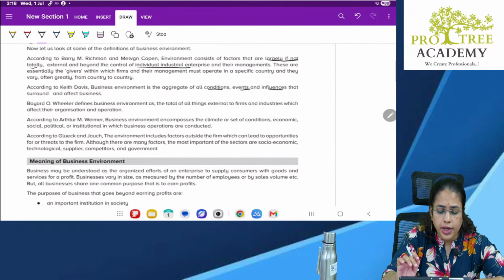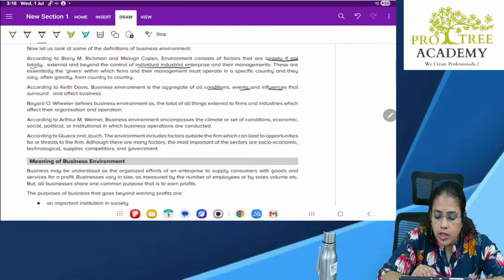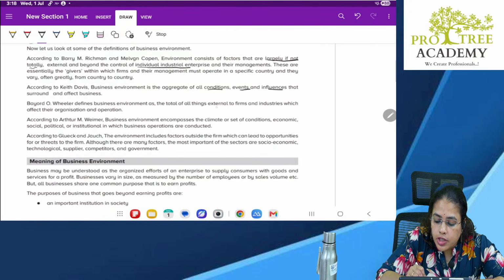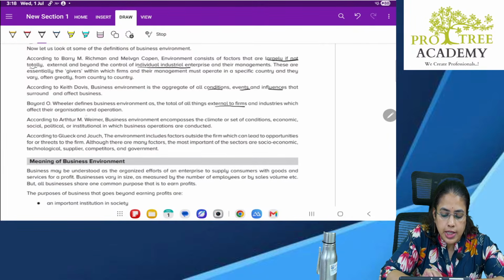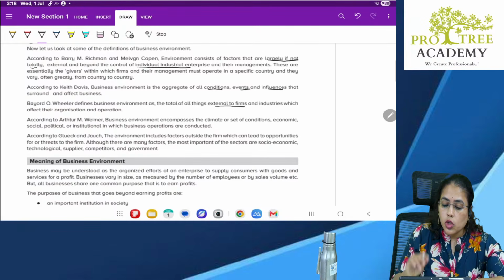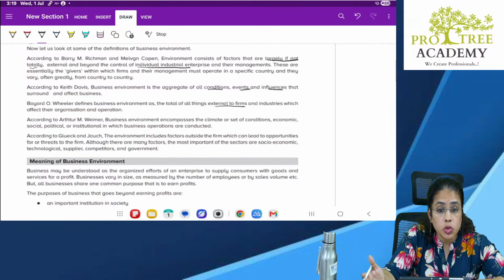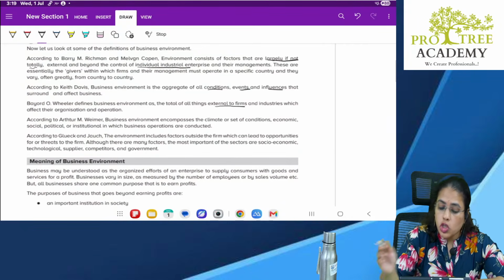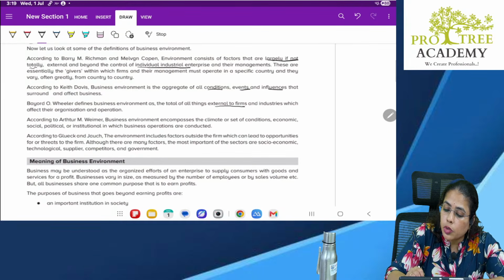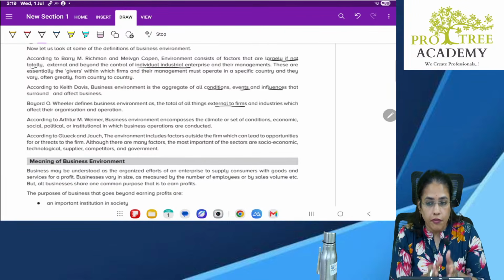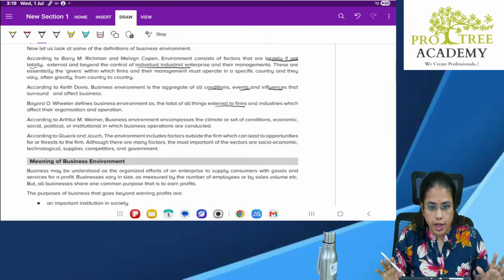Bayard O. Wheeler defines business environment as the total of all things external to firms and industry which affect their organization and operation. So here also, totally all things external to the firm. External means what? External environment. As I told you, government, legal, suppliers, all these things are external environments. So all things external to the firm and industry which affect the organization and operation. What are the things which will affect the organization? That should be taken into consideration.